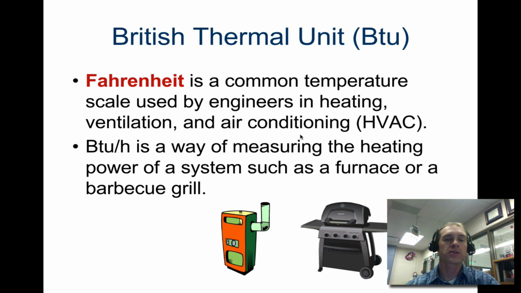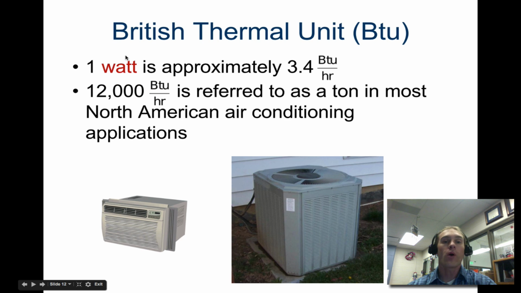Fahrenheit is a common temperature scale used by engineers in heating, ventilation, and air conditioning, which is commonly referred to as HVAC. And BTUs per hour is a way of measuring the heating power of a system, such as a furnace or even a barbecue grill. So you would use BTU per hour to figure out how big your furnace needs to be. 1 watt is approximately 3.4 BTUs per hour, and 12,000 BTUs per hour is referred to as a ton in most North American air conditioning applications.